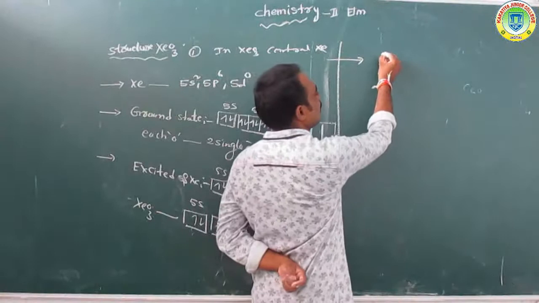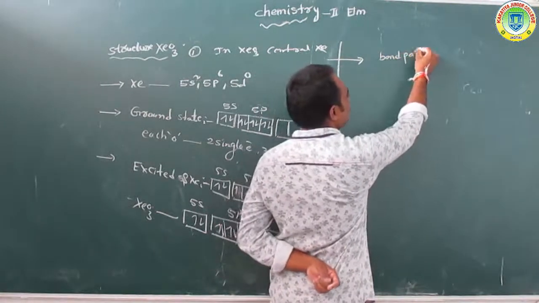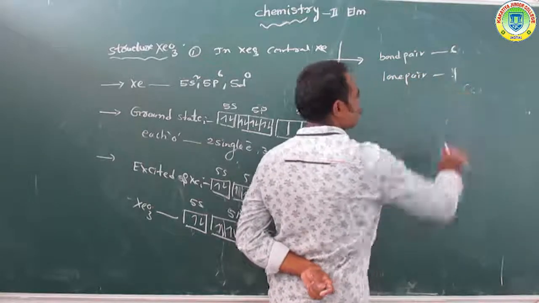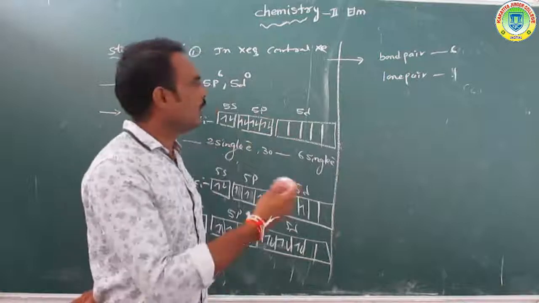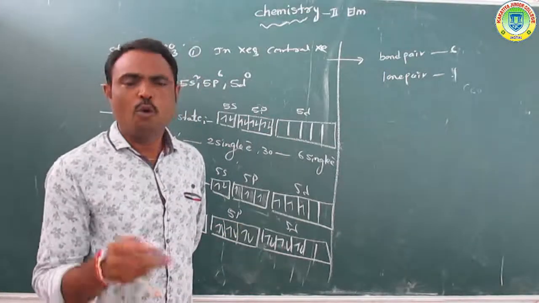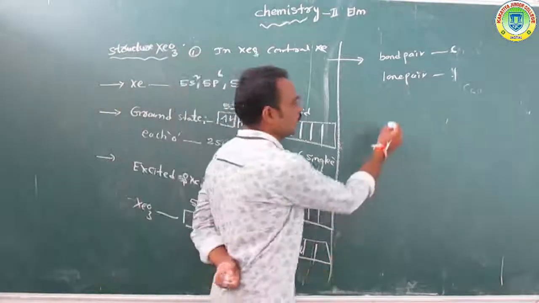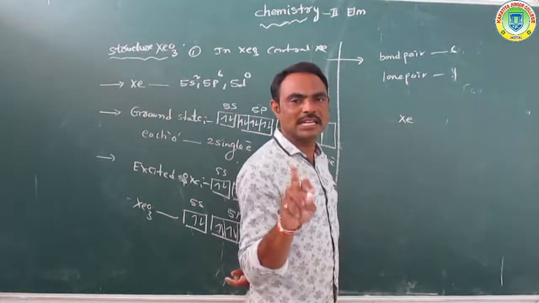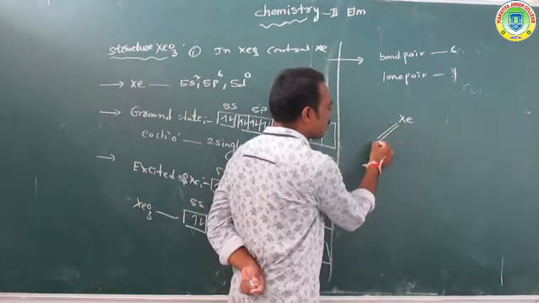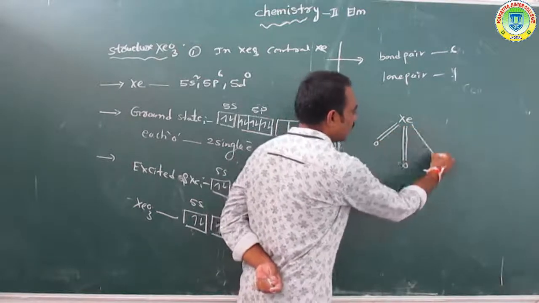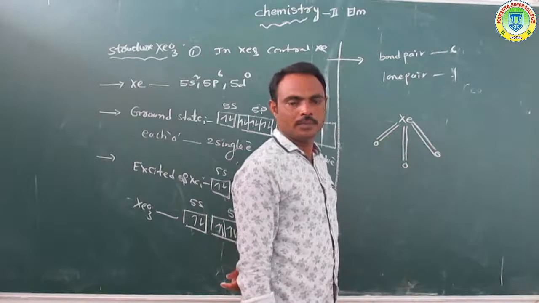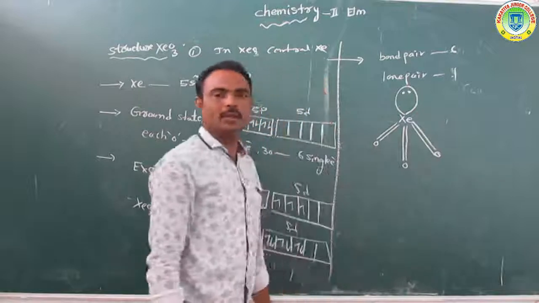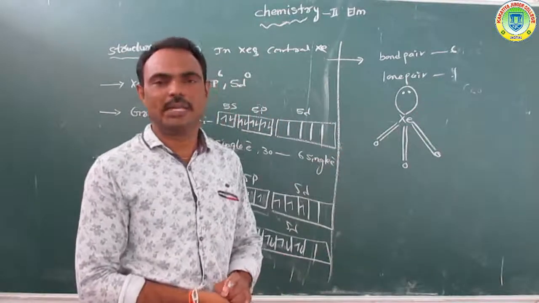Overall, bond pairs 6 and lone pairs 1. What is the structure? Here xenon is the central atom. 3 oxygen atoms are attached with double bonds. It contains one lone pair, which is indicated with the orbital.